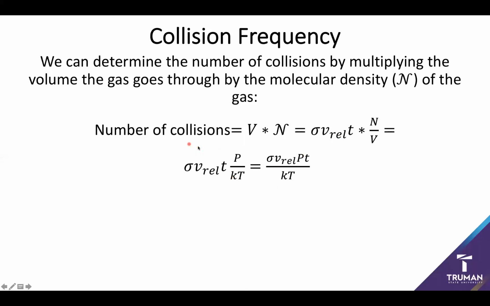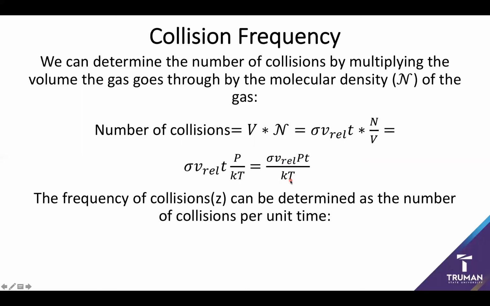So my number of collisions is going to depend upon essentially the size of my molecule, how fast it's moving, the pressure, which is going to be another measure of the density of the system, the time I'm looking at, a constant, and essentially temperature, which is also related to my velocity and gives me a certain measure of the energy of my gas molecules.